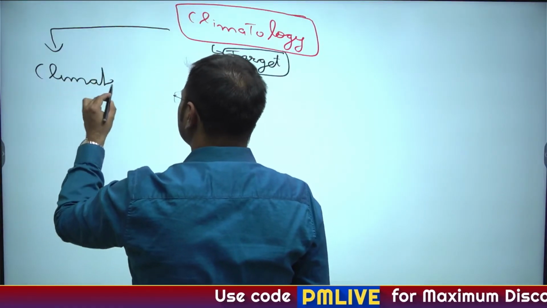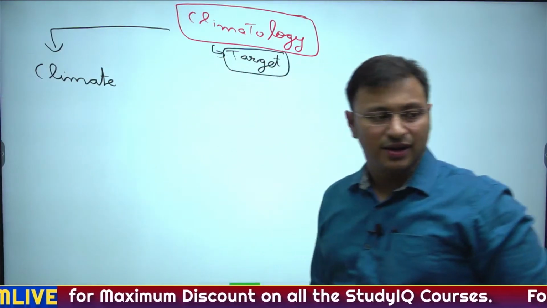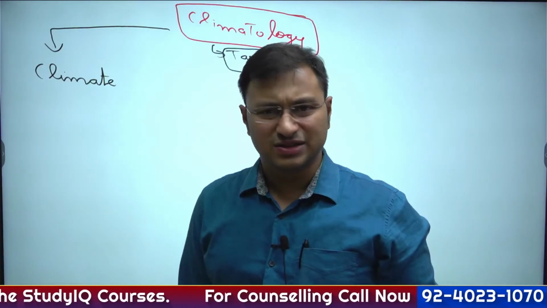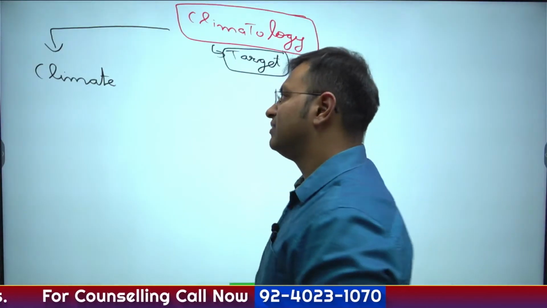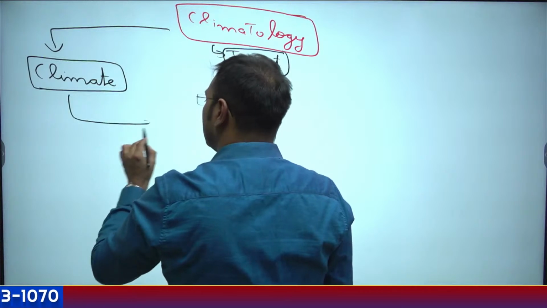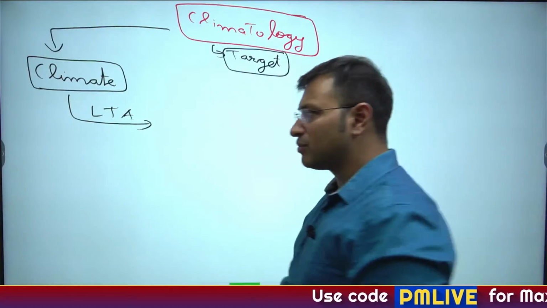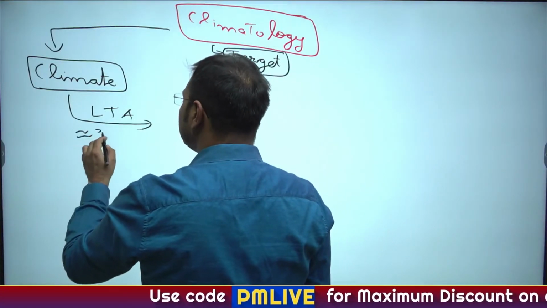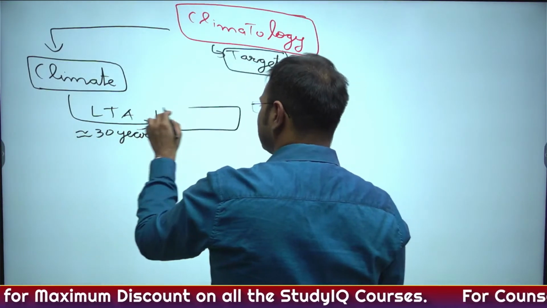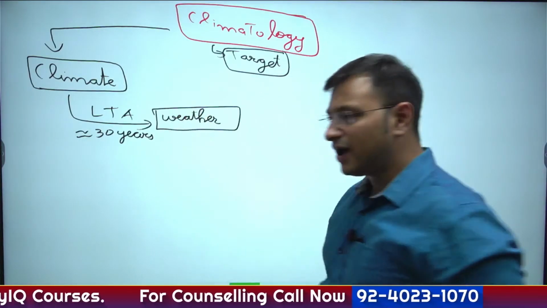See, when I'm talking about climatology, first of all, we need to understand what is climate, right? So if I'm talking about climate, what does the climate of a place really entail? The climate of a place is something which is referred to as a long-term average. Long-term average in the sense that for approximately 28 to 30 years, the weather of that particular place will be averaged out.